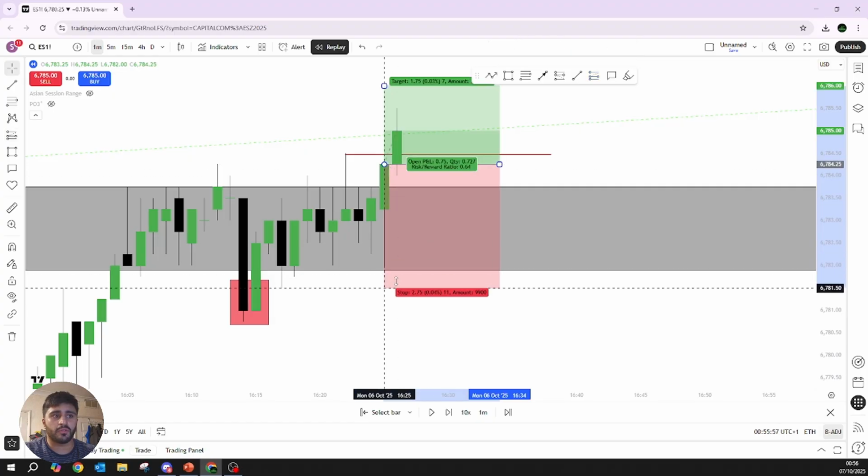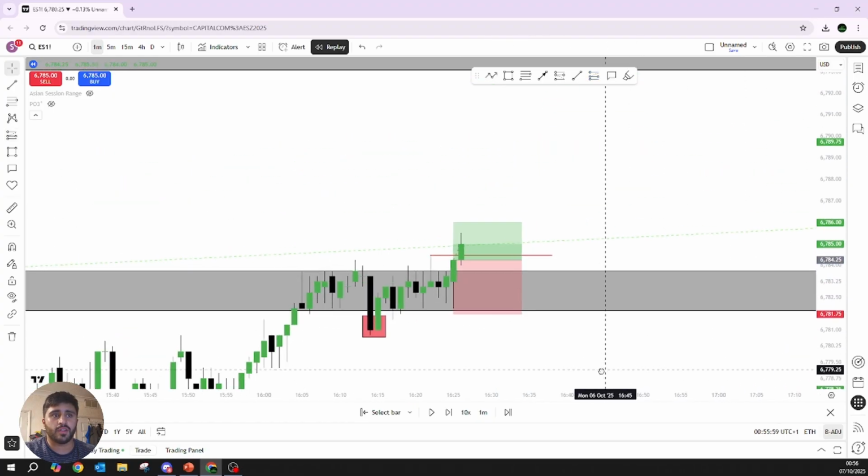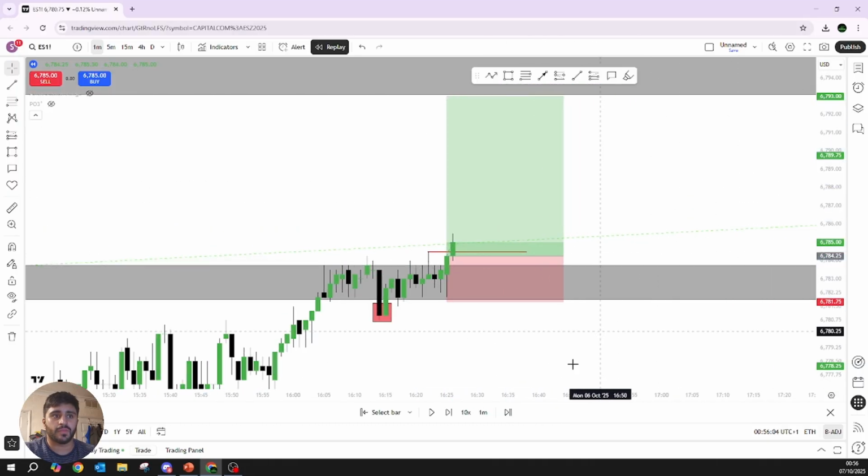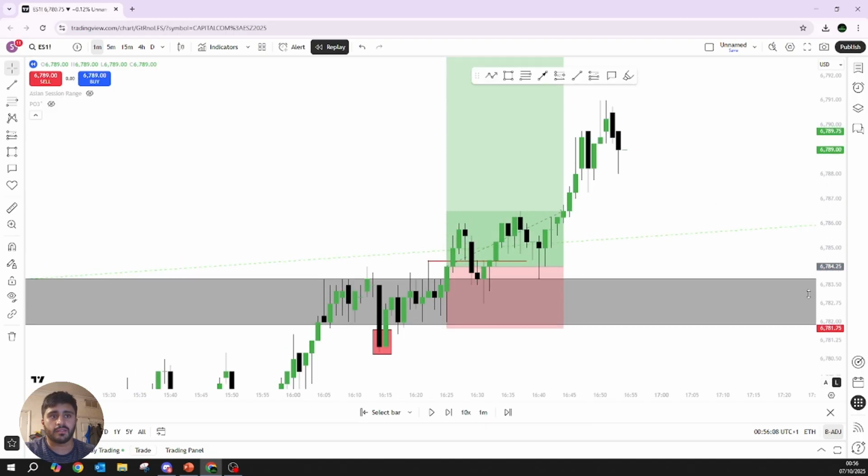67.84, right? Stop loss below the zone. And as a trader, you don't want to be greedy. You just target the next level, right? That's all you look to do. So obviously you want to let the trade run. There you go.